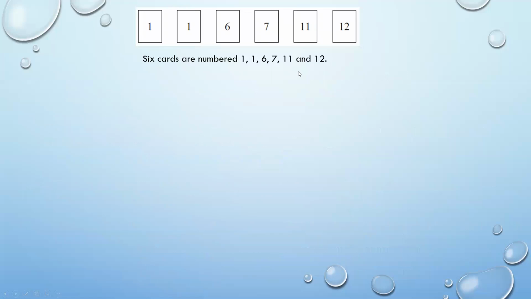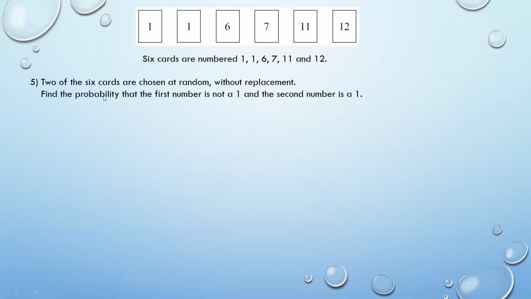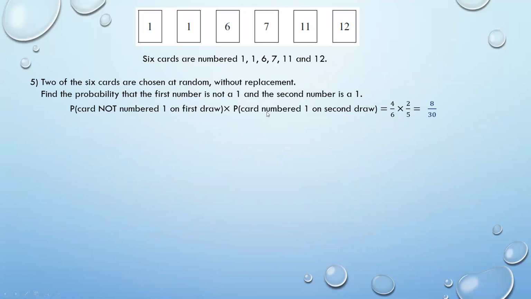Next, move to the 5th question. The same setup, 2 of the cards are chosen at random without replacement. Again, find the probability that the first one is not a 1 and the second card is a 1. Not 1, you have 4 choices: 6, 7, 11, and 12. So you have 4 cards out of 6. Then you don't put it back, so the cards reduce by 1 and become 5. And you still want to get 1, because the second card must be a 1. You still have 2 cards of 1 inside, because the first card is not 1. So that is the answer, it becomes 8 over 30.